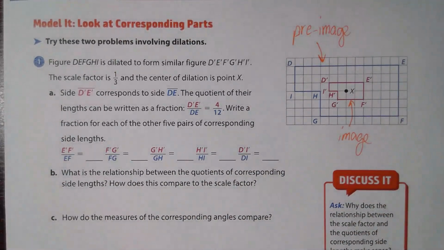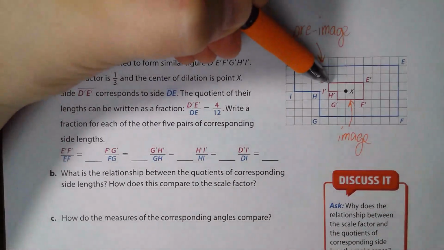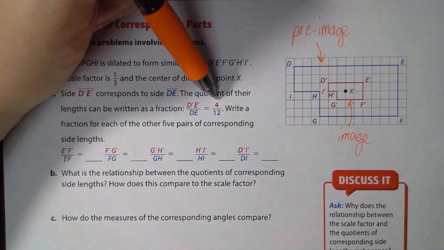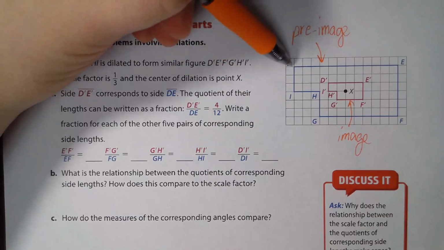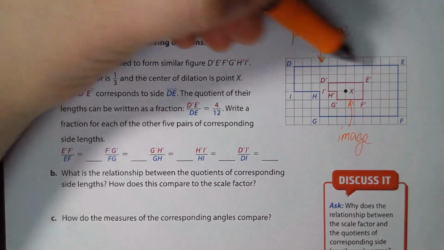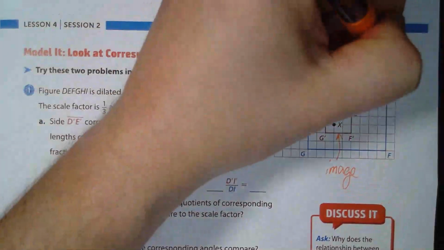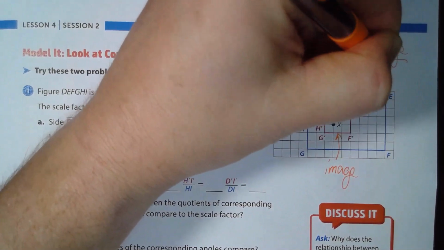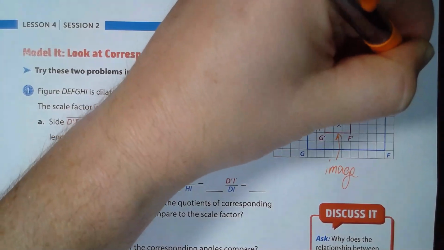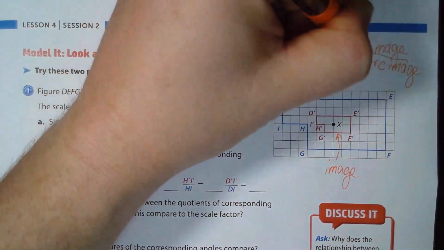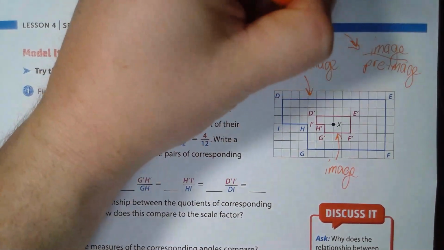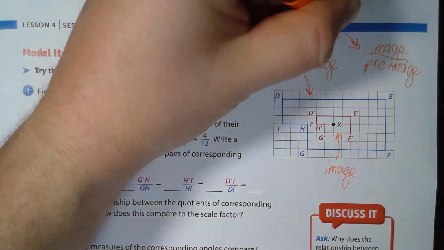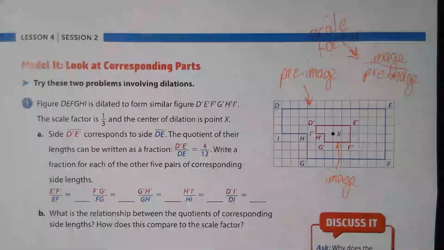Now, we can write that as a fraction here by just counting the sides. We counted 1, 2, 3, 4, and put that right here on top of our fraction. Image divided by our pre-image. How long is this? Well, it must be 12, right? Image divided by pre-image. That is what scale factor is, right? Scale factor. It is image divided by pre-image.